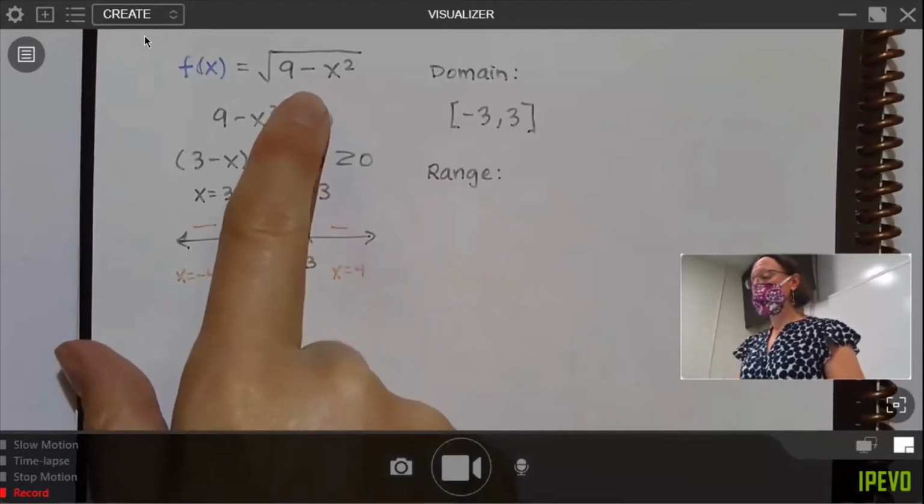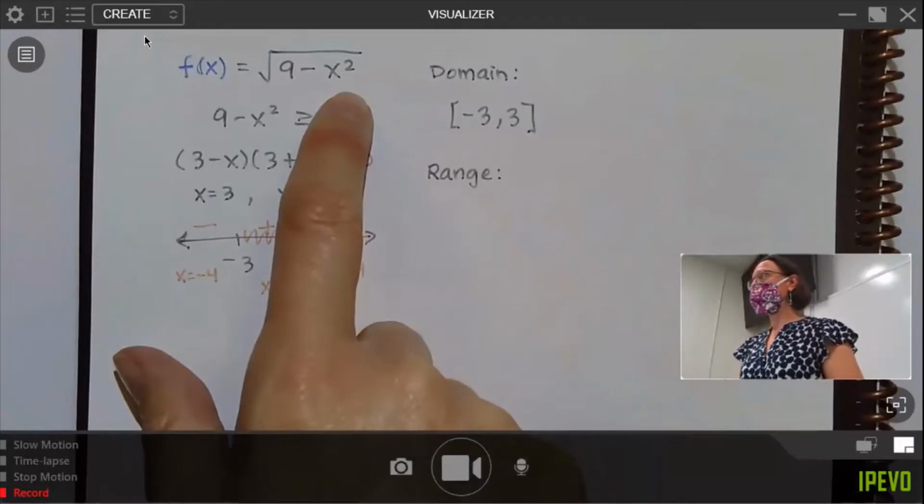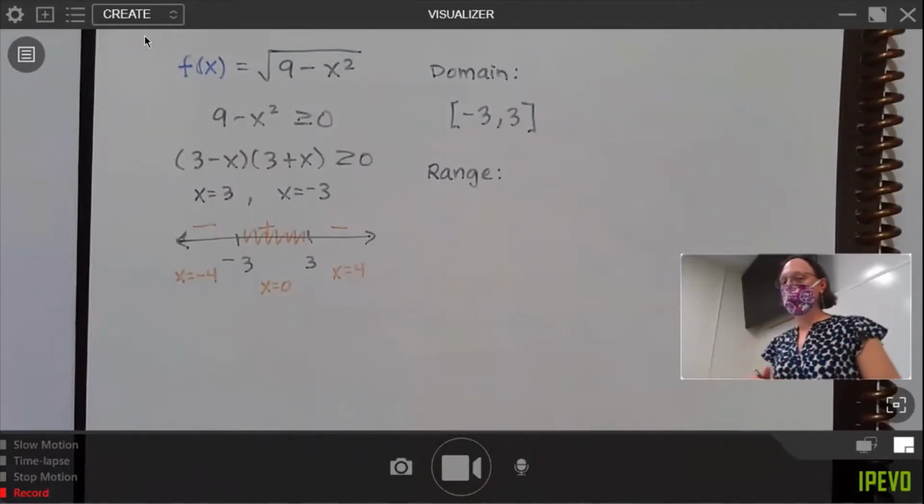Does anyone know what this is as a graph? So I saw some people waving fingers around in the air, being brave, trying to show me part of a graph. This thing is half of a circle. It's the top half of a circle. How the heck do I know that? Well, this function shows up a lot.